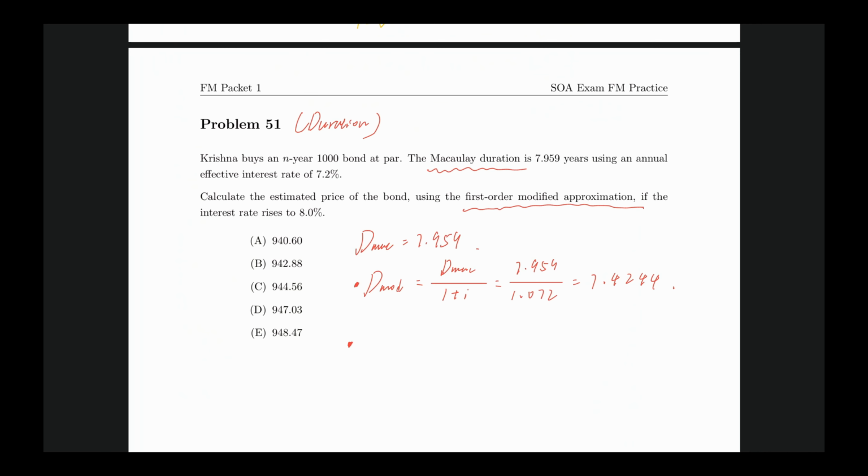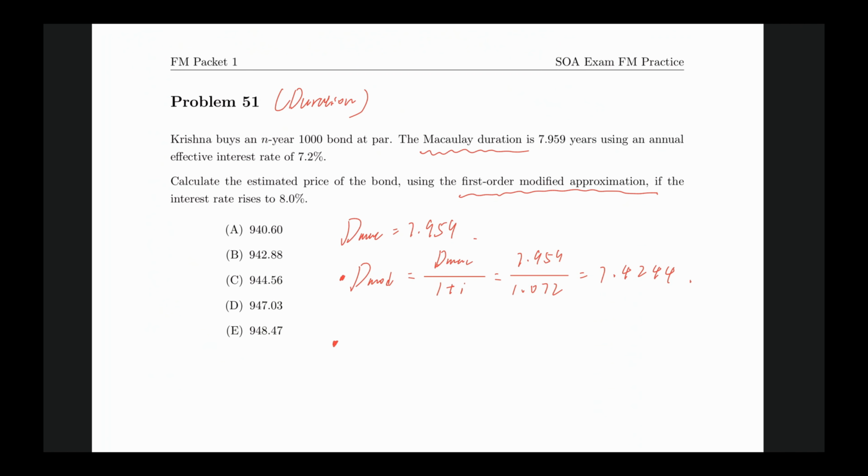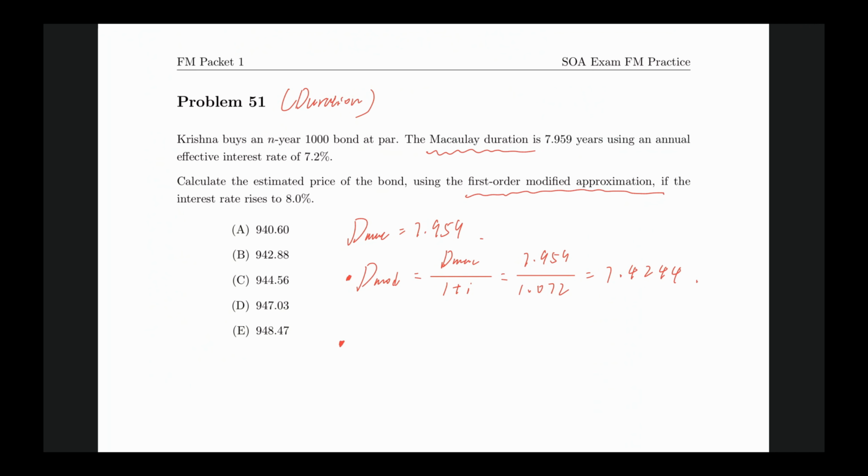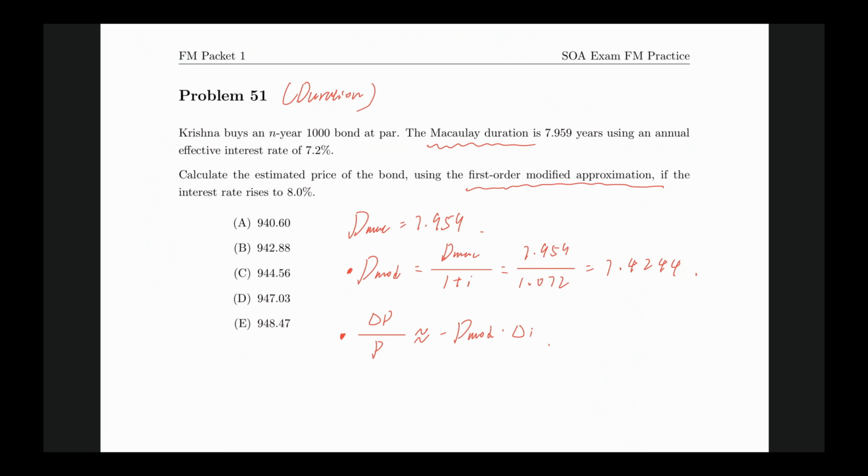Okay, so now, since we have the D mod, we can use it to do a first order modified approximation to find the change of the price. After I find the change of the price, I should be able to predict the new price of the bond. That requires the second thing, which is the formula for the first order modified approximation: the change of the price over the price is approximately equal to the negative D mod times the change of the interest. So this is the second thing we need to memorize.